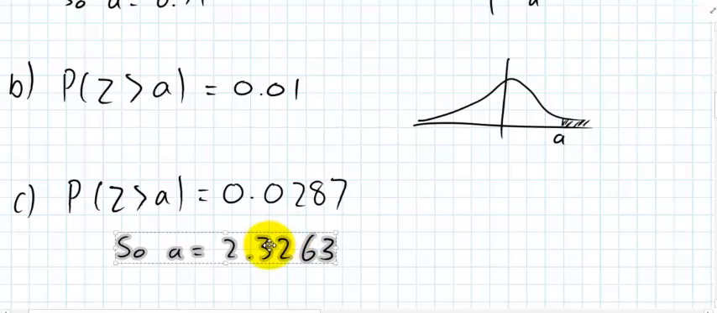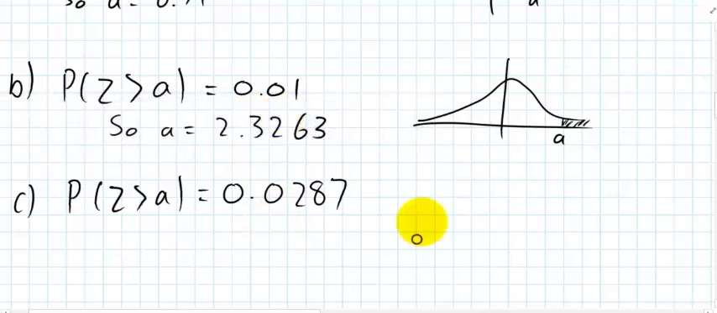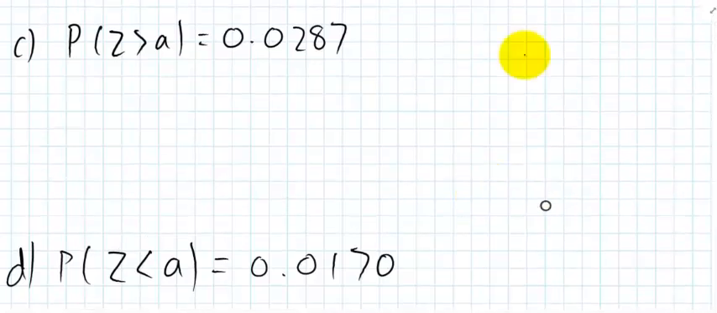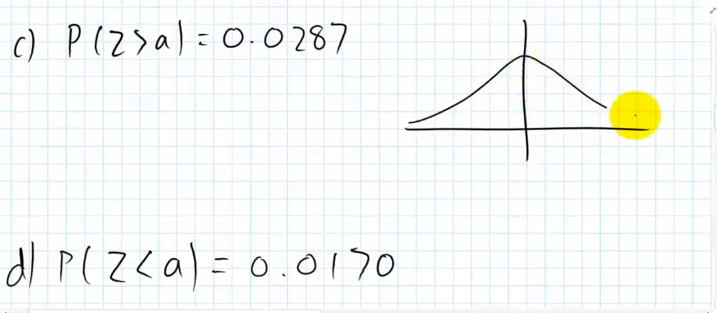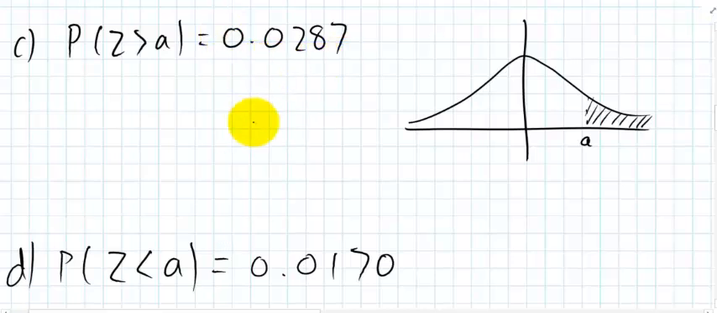Sorry, this is the answer to question B. And question C. Again, let's sketch the graph. The probability we want is Z being bigger than A, and it's only 0.0287, so I'm going to stop somewhere around here. Again, this is now in a bigger than positive form, but unfortunately this is not a nice percentage, so we're going to have to use the big table. But first we're going to have to turn it into a less than positive form. So we're going to have to use the 1 minus method.